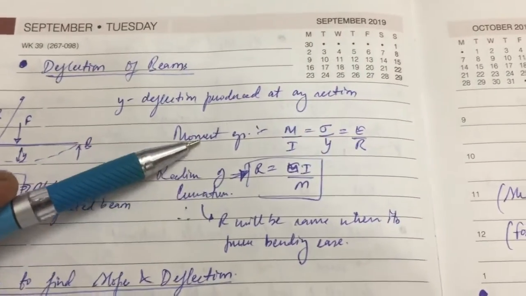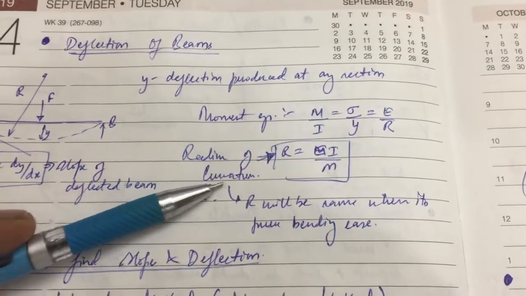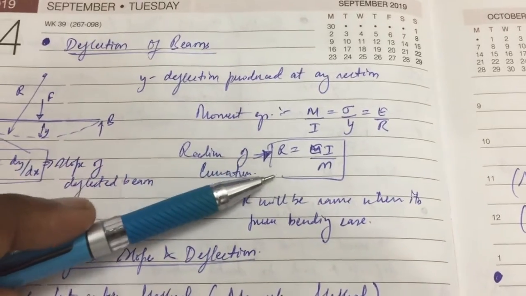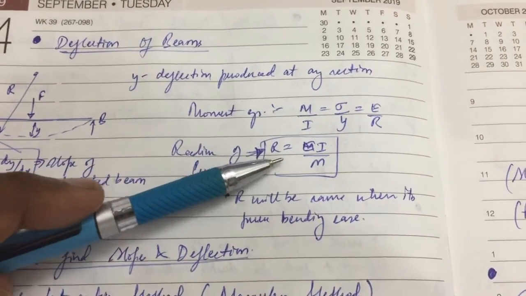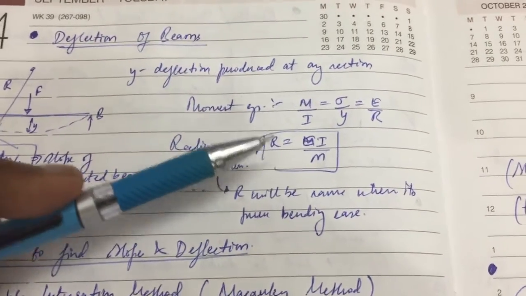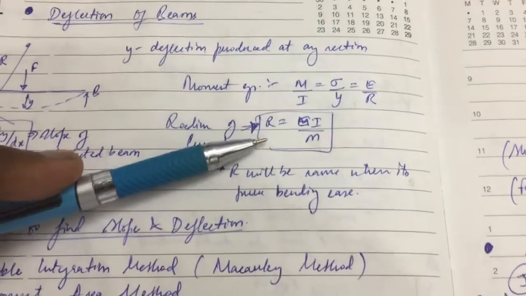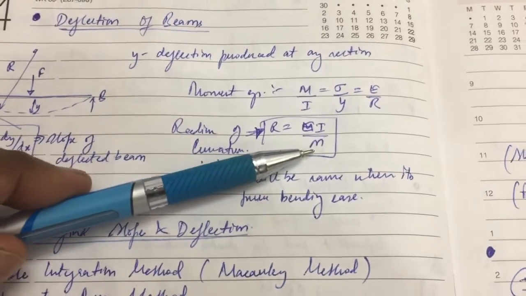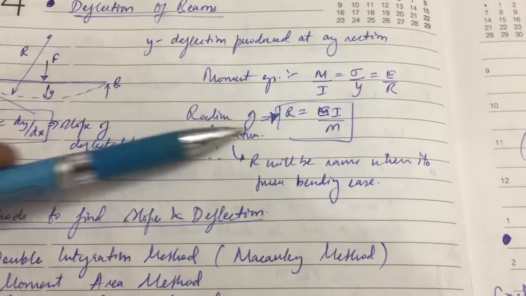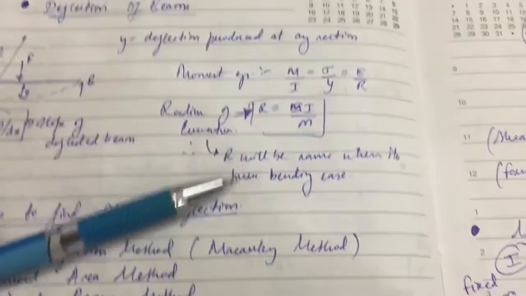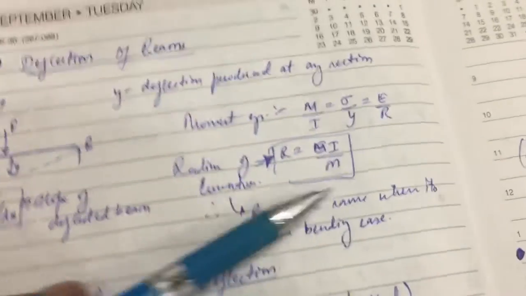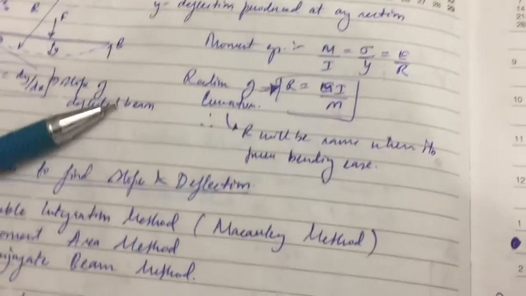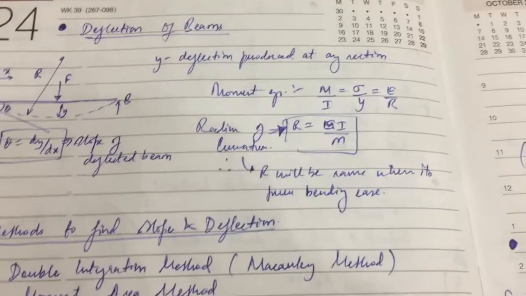From the moment equation we can calculate the radius of curvature r. For a particular case, the radius of curvature is constant throughout the beam, and that kind of situation is for the pure bending case, as we saw in the earlier situation. In that case, the moment is the same throughout the beam, and E I is a material constant. If it's a material constant, then the radius of curvature is constant throughout the beam.